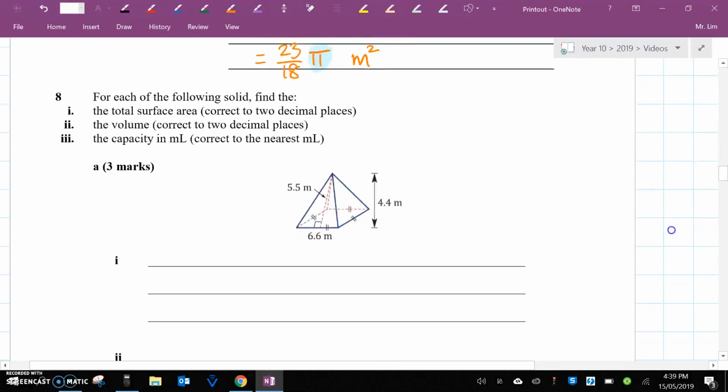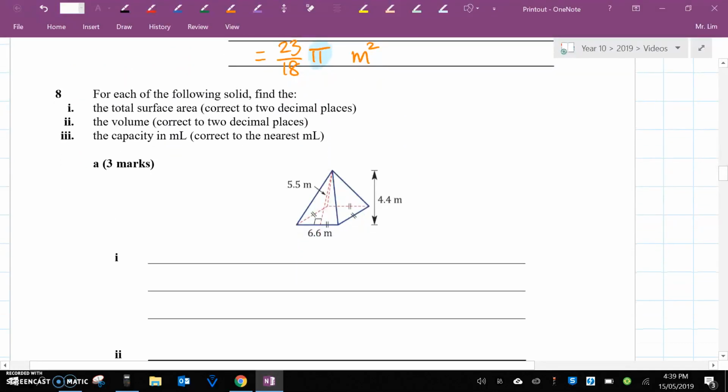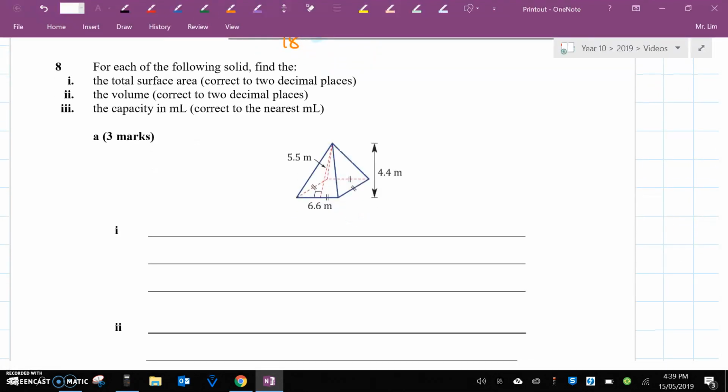Question 8. For each of the following solids, find the total surface area, the volume, and the capacity in milliliters. So question 1, the total surface area. We can see that this is a square pyramid. So the surface area would be the square, the base, s squared, plus. There are 4 triangles, and all the triangles are the same size, so I can do 4 times the area of a triangle. The formula for the area of one triangle is half base times height.